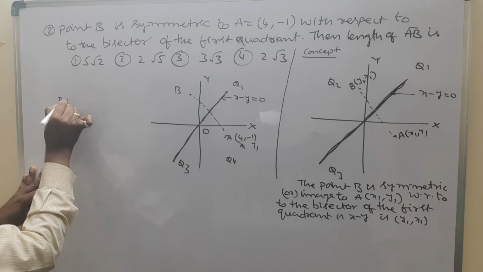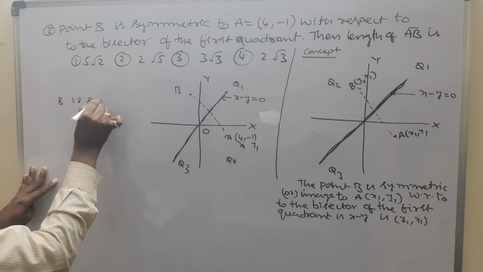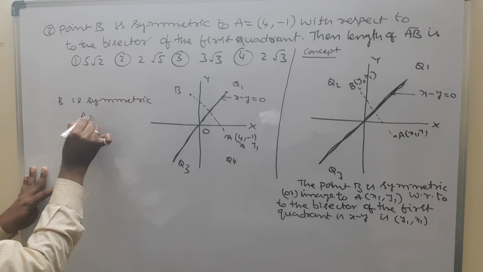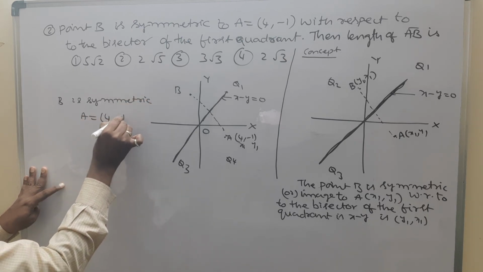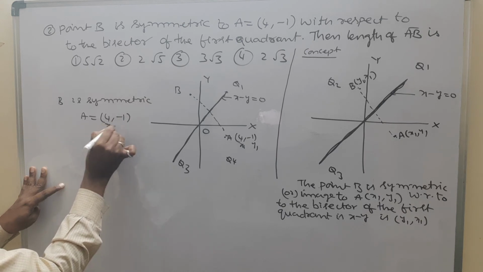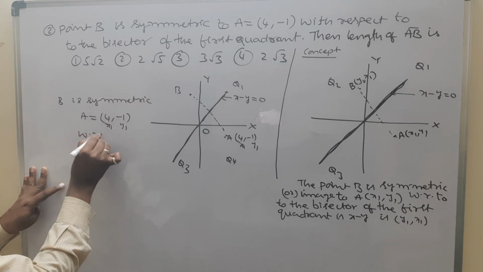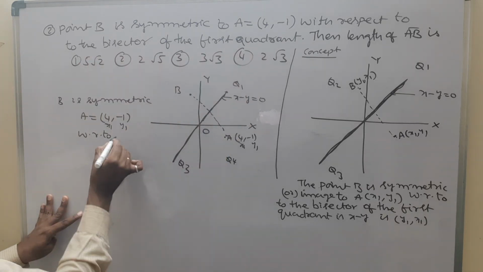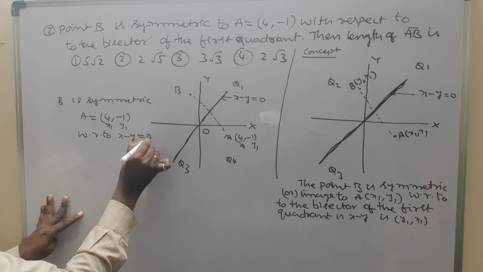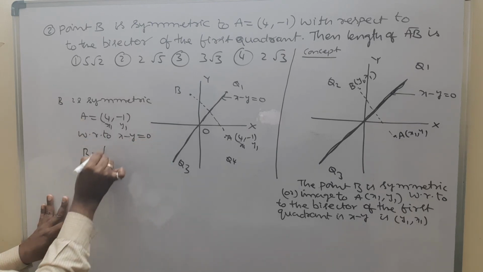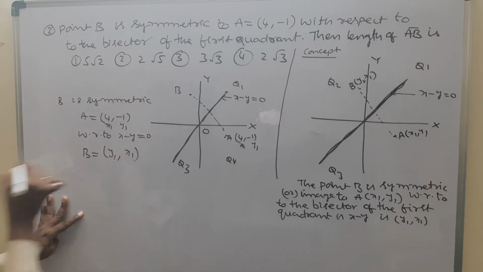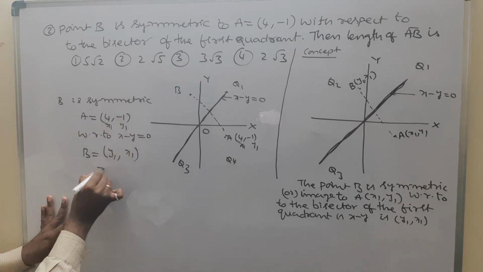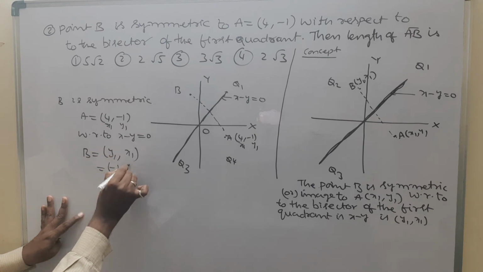B is symmetric. Capital A is equal to 4 comma minus 1, this is x1 y1, with respect to the bisector of the first quadrant whose line equation is x minus y equal to 0. Then the B coordinates are y1 comma x1. This is the formula: x1 comma y1 becomes y1 comma x1. Here y1 is minus 1, x1 equal to 4.